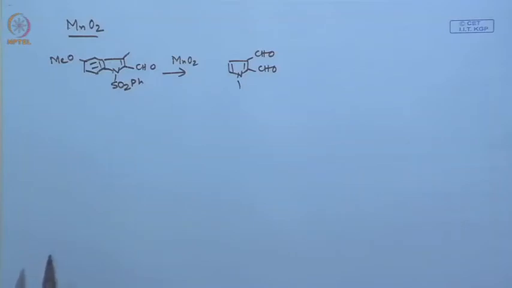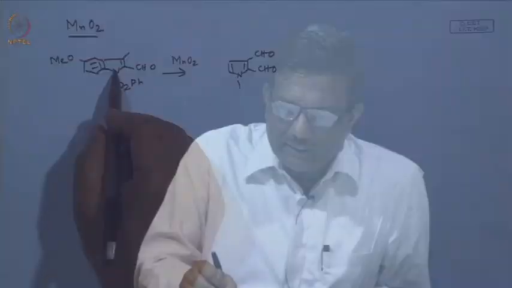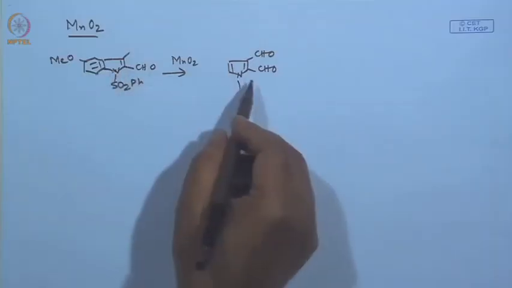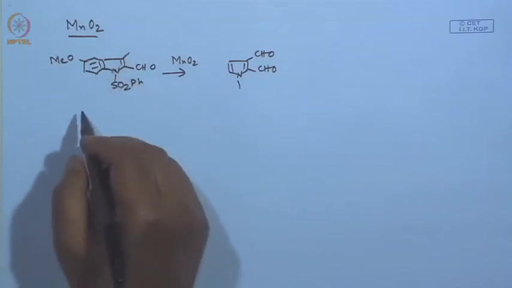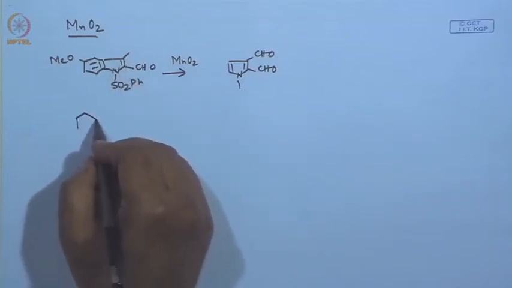So which is equivalent to, you can say, the selenium dioxide oxidations. Many times selenium dioxide also does the same thing. That means this nitrogen remains unaffected, and the indole ring is not getting affected.